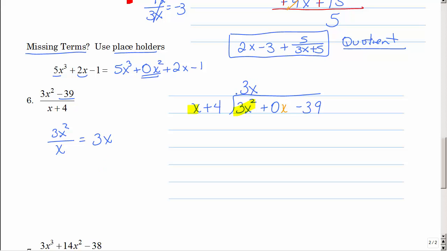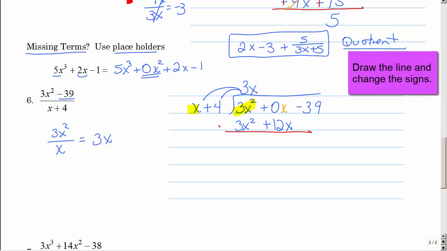That goes up here. We multiply. Now do you see why we need to have that x column? It lines everything else up. So we draw that line, change those signs, and then we add. Those go to 0, and that is minus 12x. 0, which is nothing, minus 12x is a negative 12x. Then we bring down the next term.